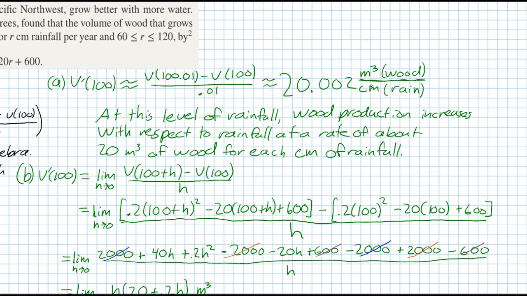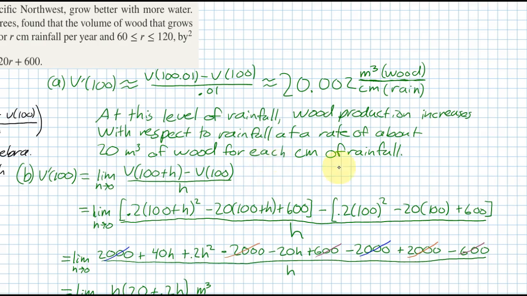So what does this rate of change mean? That wood production increases with respect to rainfall at a rate of about 20 meters cubed of wood for each increase of one centimeter of rainfall. There's different ways to say the same thing. If you're not sure if your language is right here, feel free to show it to me.